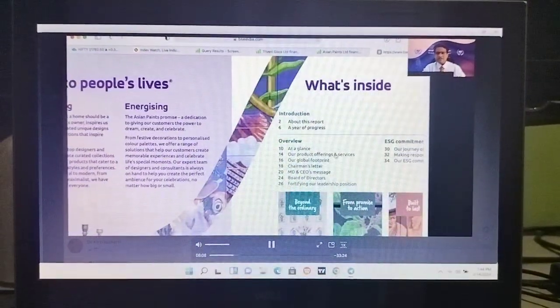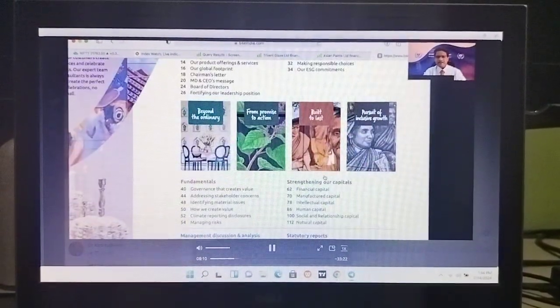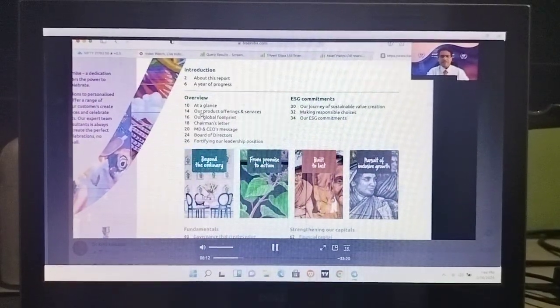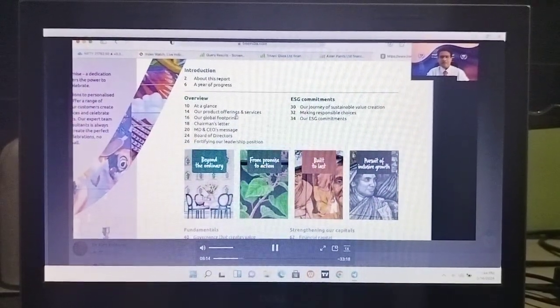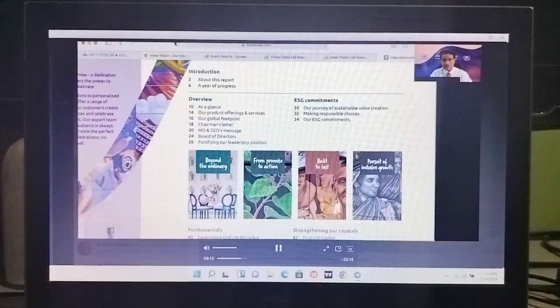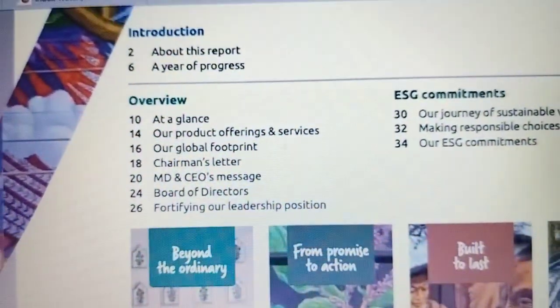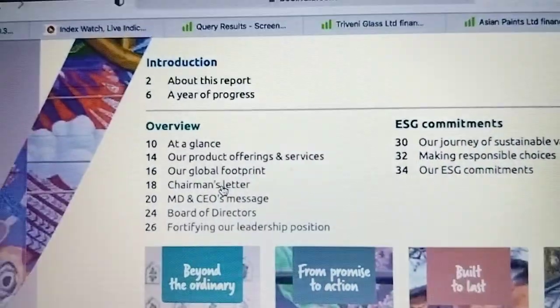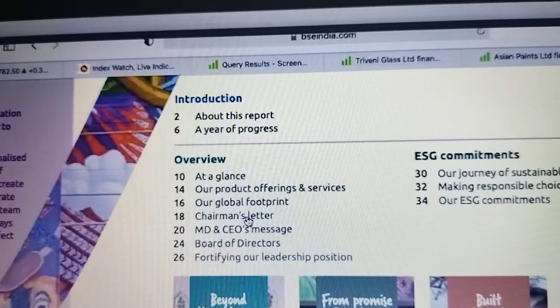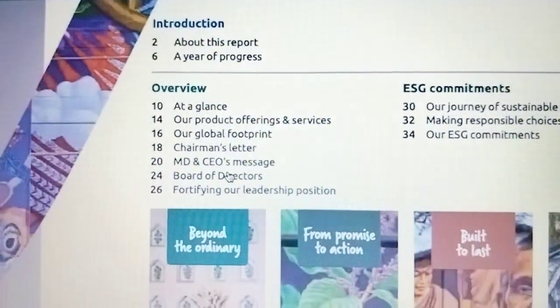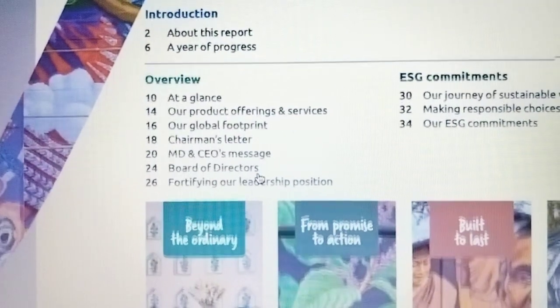So this is the index. On the index, you'll see whatever the activities are. At a glance, then products. What are the products? As I mentioned in the fundamental analysis slide, we learn about products as well. Then the industry, you read the chairman's letter, and the board of directors. Who are the board of directors? You can find it out.